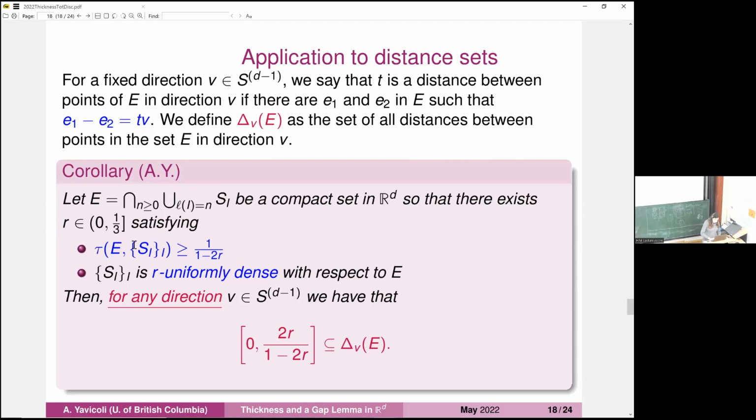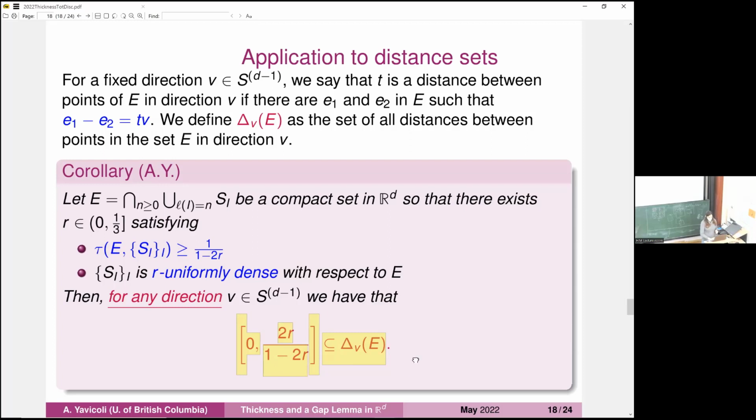there exists an r in (0, 1/3), satisfying that the thickness is larger than this number, and we also have the r-uniformly denseness. Using the Gap lemma, we can ensure that for any direction v, we have this interval contained in the set of distances with direction v.